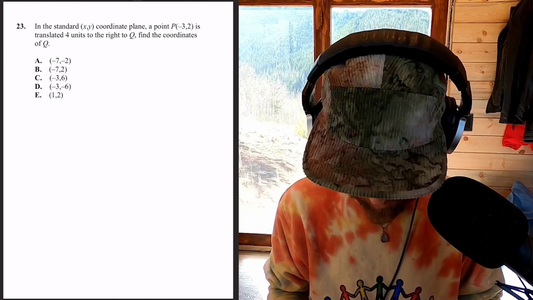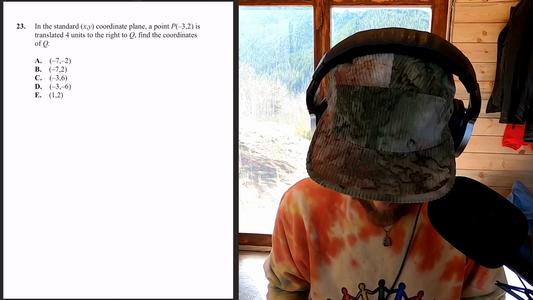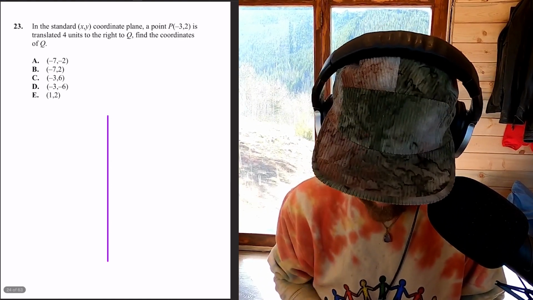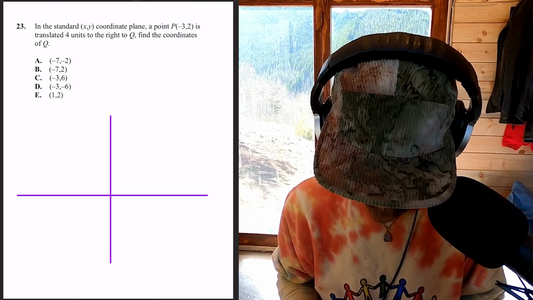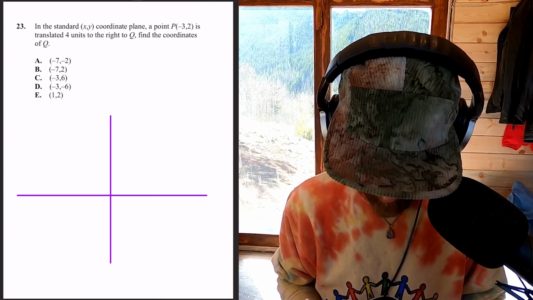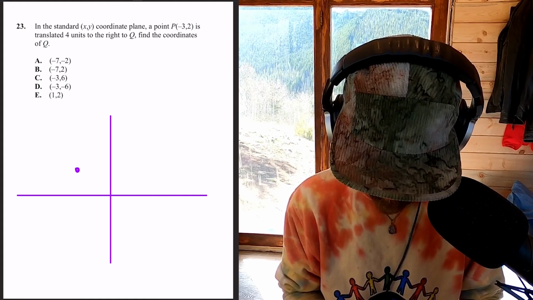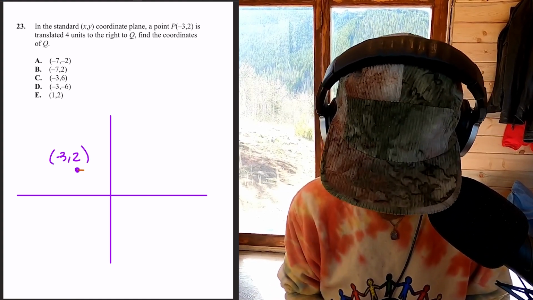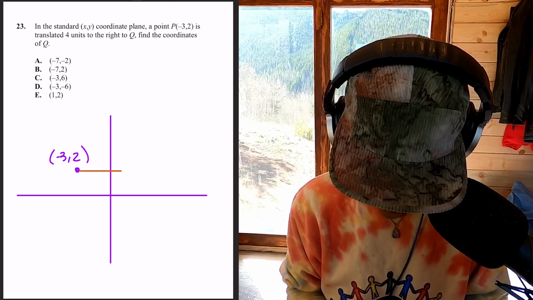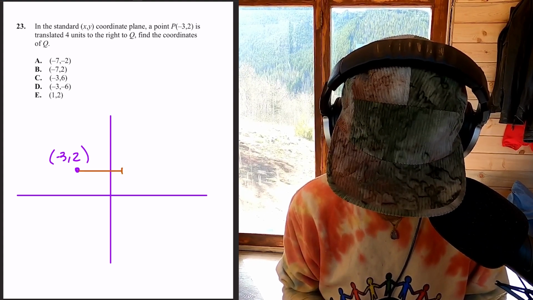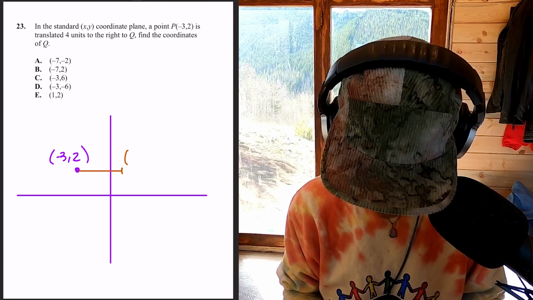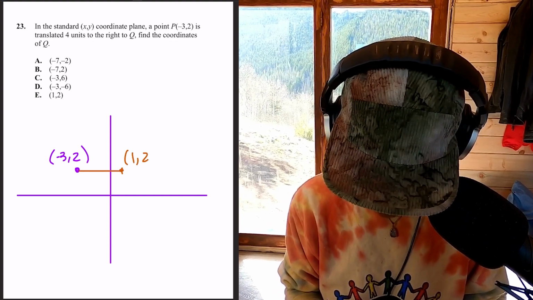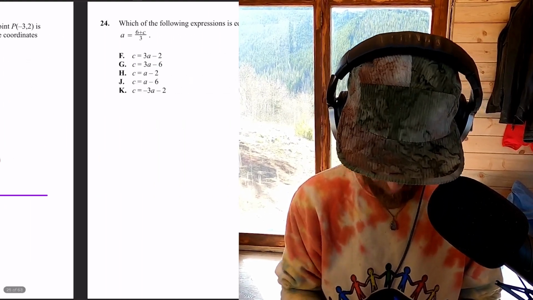All right, in the standard xy coordinate plane, a point negative 3, 2 is translated 4 units to the right to Q. Find the coordinates of Q. So negative 3, 2 is like right here. And we are going to go 4 units to the right, so to positive 1. And then, that's it, just 4 units to the right. So positive 1, 2. Boom.